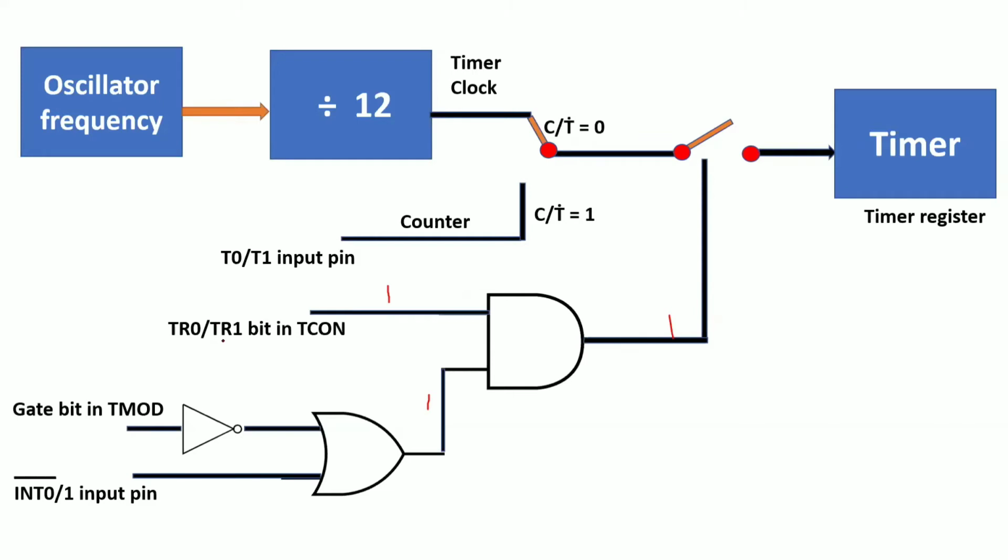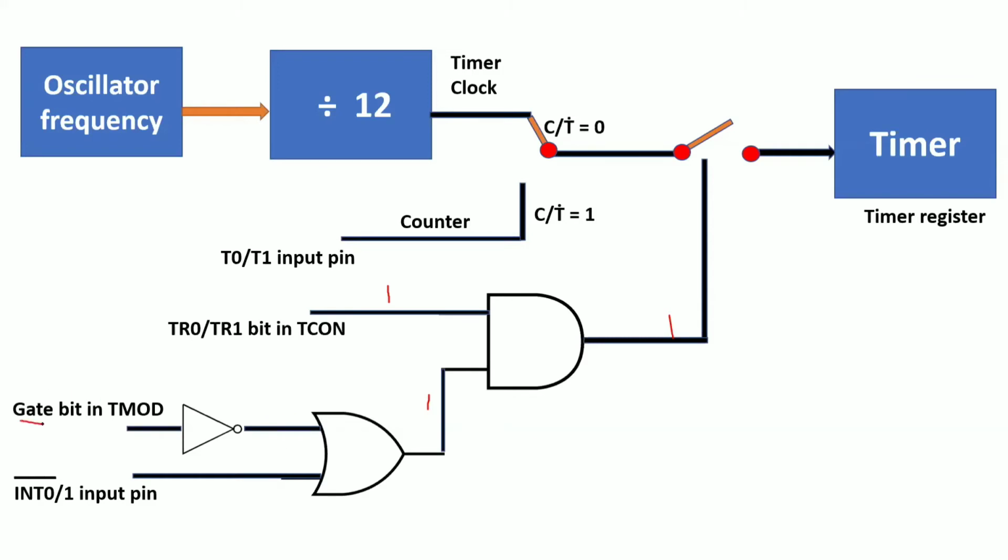TR0 or TR1. I told you, whenever you want to start the timer, you must use this bit. That means it should always be 1. And coming to this point, there is an OR gate. For an OR gate, if you want to get the output 1, that means at least any one of the inputs is 1, right?